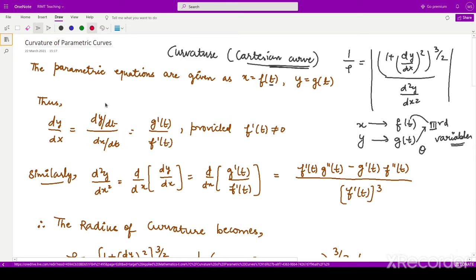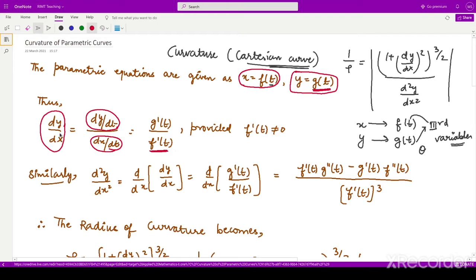So in this case, what would dy by dx be, as in the previous case? It is calculated using this formula: dy by dt divided by dx by dt. What is this quantity? The derivative of y with respect to t is the derivative of g of t, so g dash of t, and the derivative of x with respect to t means we have to take the derivative of this term, so f dash of t.